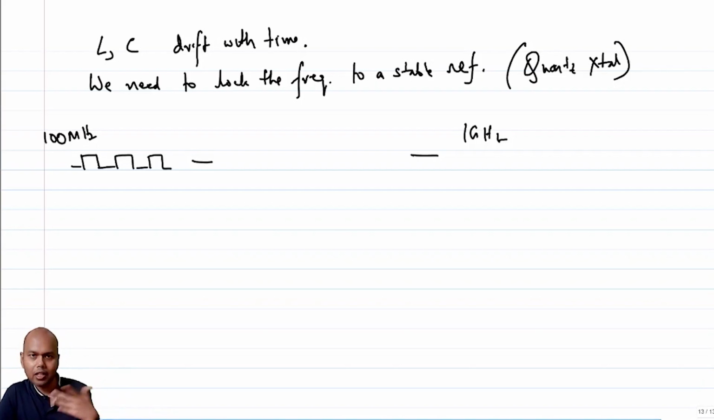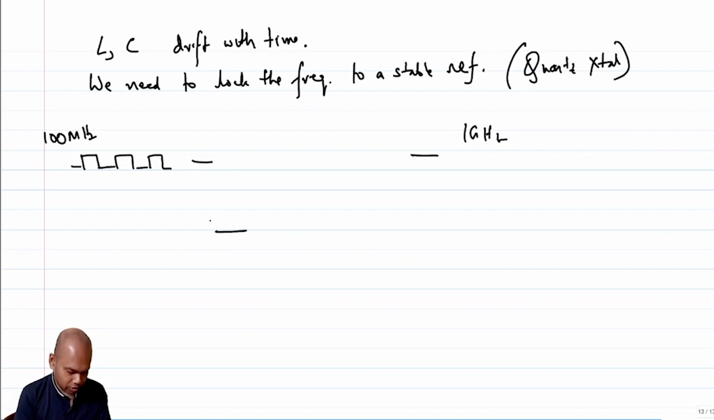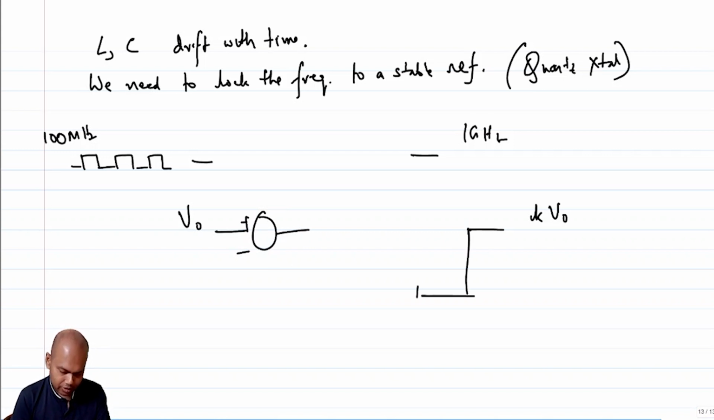Before going there, let me go to a negative feedback loop that we are familiar with, that of a voltage negative feedback loop. Let's assume that I have a voltage of V naught. I want to get a voltage of K times V naught using negative feedback. Sorry, this is Vi. I want V naught to be K times Vi, right? I want V naught to be equal to K times Vi.